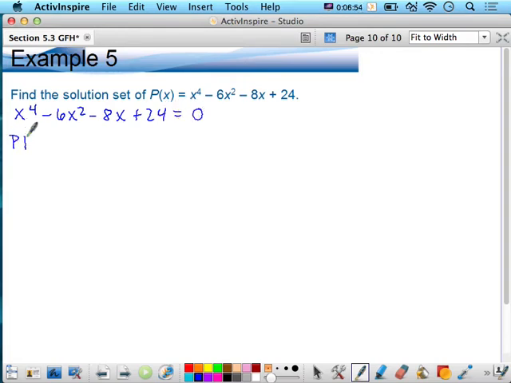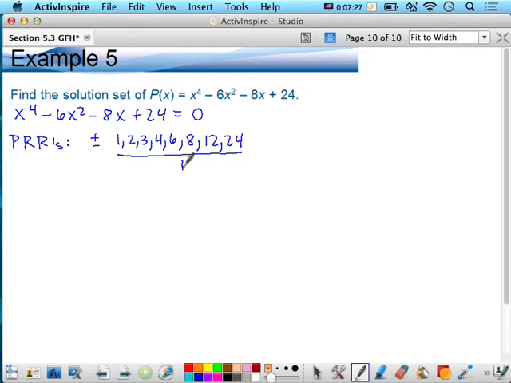In this case, using the rational root theorem, it looks like we could have plus or minus 1, 2, 3, 4, 6, 8, 12, or 24, all divided by, we're getting really lucky here, just plus or minus 1. The only factor of our leading coefficient is a 1. So that basically means I just need to check all of those top numbers and the bottom numbers until I come to one that works.